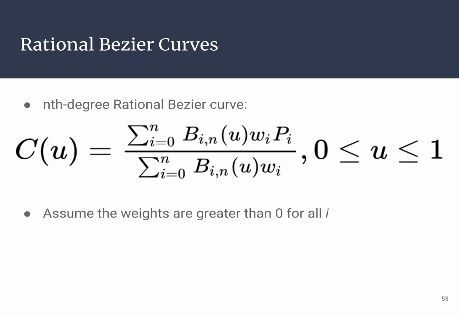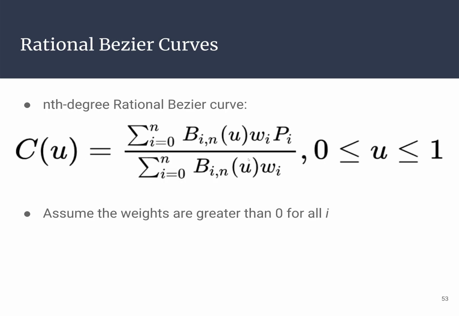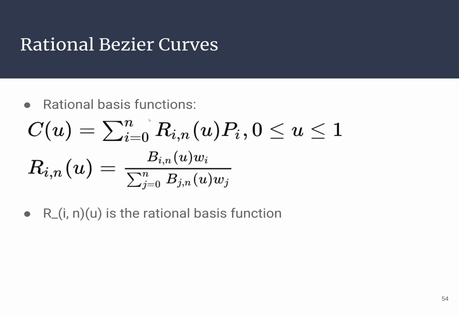Additionally, the particular values of the weights are not important. What does matter is the variance between the weights relative to one another. Now we will show the rational basis function. Essentially, we're substituting this portion right here for r sub i comma n. And here, through using some algebra, we have defined the rational basis function and made the substitution for c of u. Again, we have bounds of u between 0 and 1.